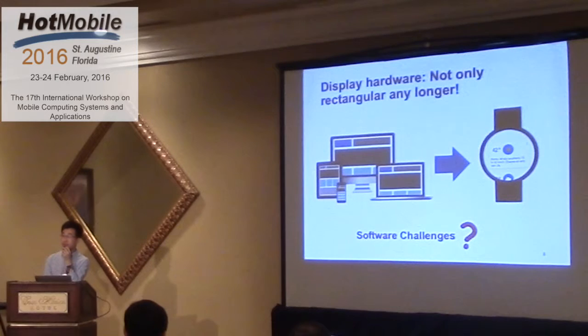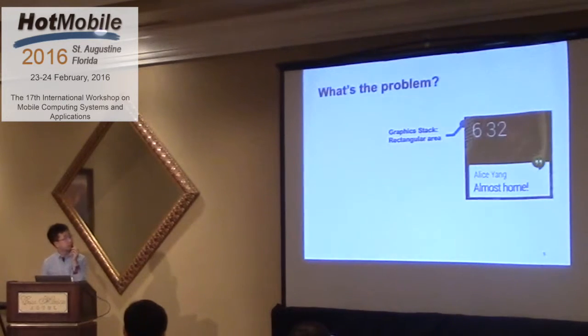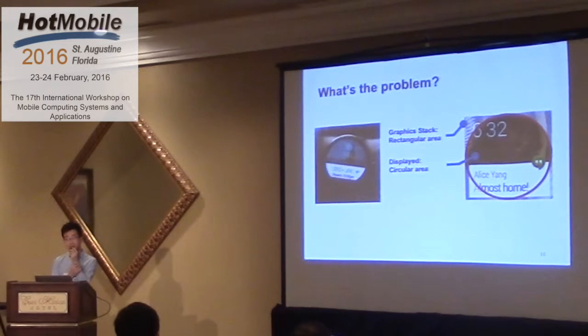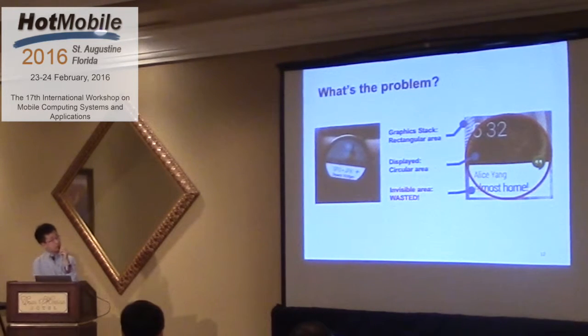Let me tell you the story first, then I'll give you some evidence. Let's look at the graphics stack. The graphics stack draws a rectangular area, but the display is circular. So only the circular area will be shown on the screen, and the shadow areas in the four corners are invisible. In fact, they are discarded. So the system resources spent on these shadow areas are wasted.